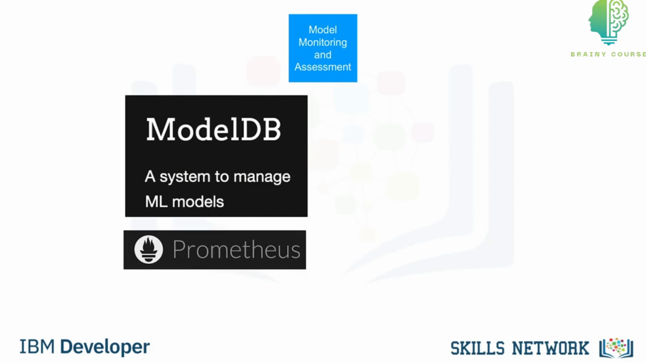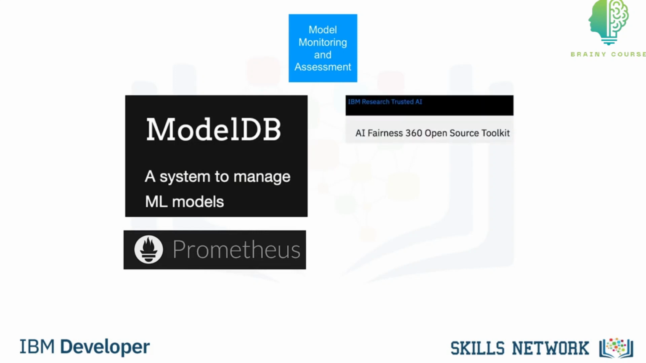A generic multipurpose tool called Prometheus is also widely used for machine learning model monitoring, although it's not specifically made for this purpose. Model performance is not exclusively measured through accuracy. Model bias against protected groups like gender or race is also important. The IBM AI Fairness 360 open source toolkit does exactly this. It detects and mitigates against bias in machine learning models.